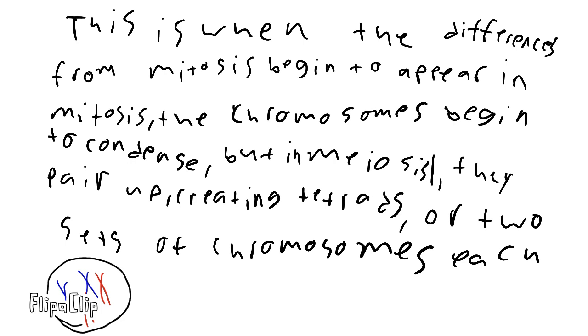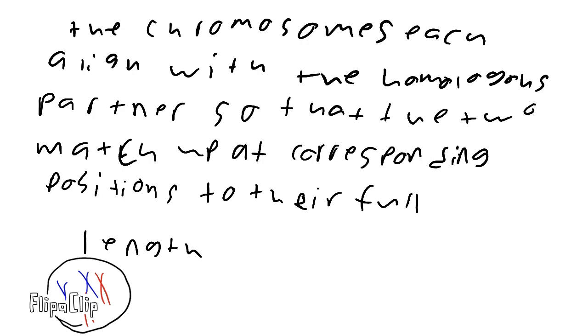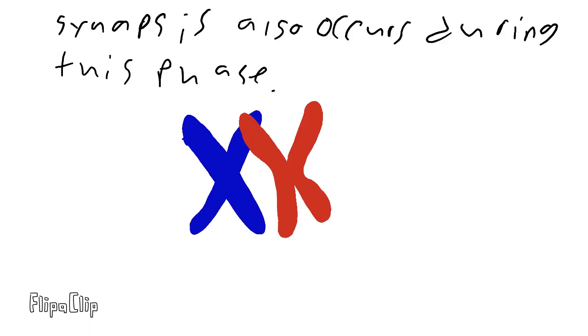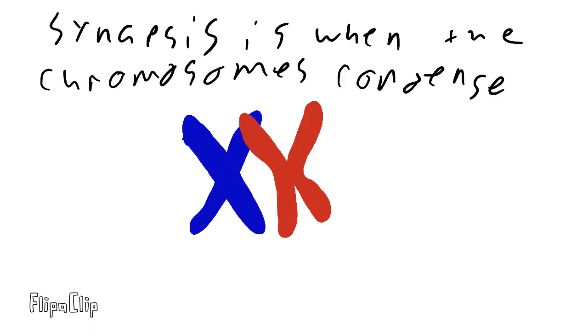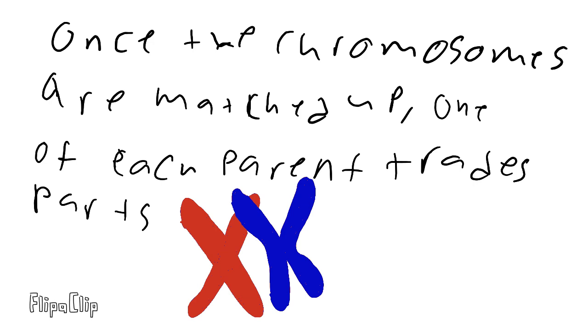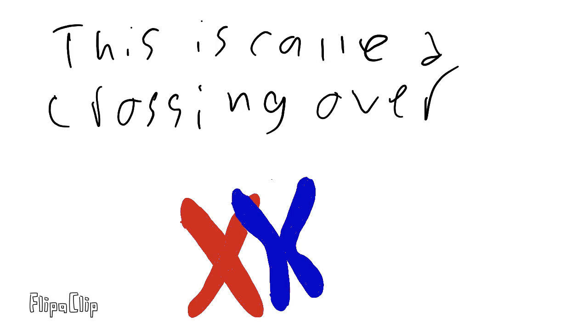In mitosis, the chromosomes begin to condense, but in meiosis 1, they pair up, creating tetrads, or 2 sets of 2 chromosomes each. The chromosomes each align with the homologue partner so that the 2 match up at the corresponding positions to their full length. Synapsis also occurs during this phase. Synapsis is when the chromosomes condense. Once the chromosomes are matched up, one of each parent trades parts. This is called crossing over.